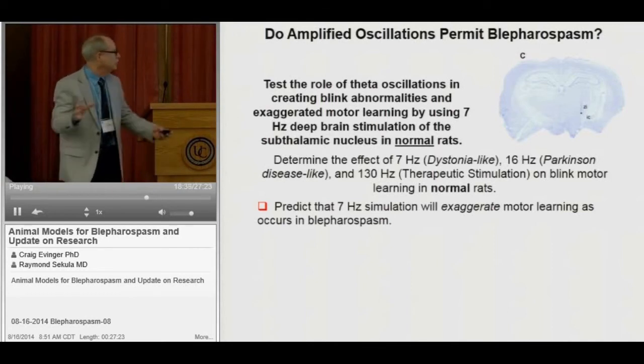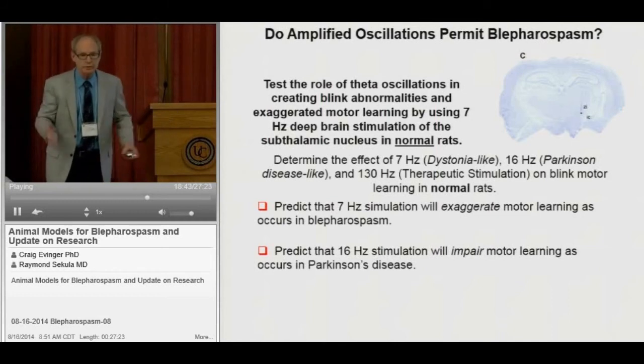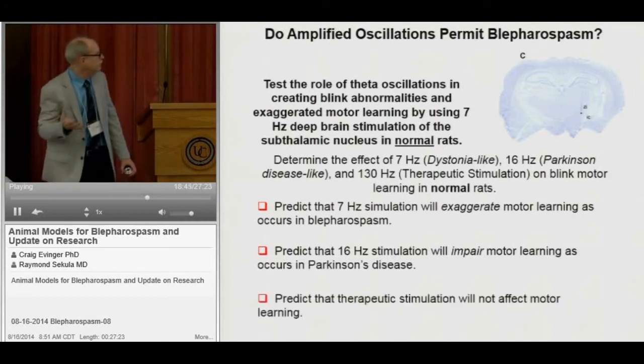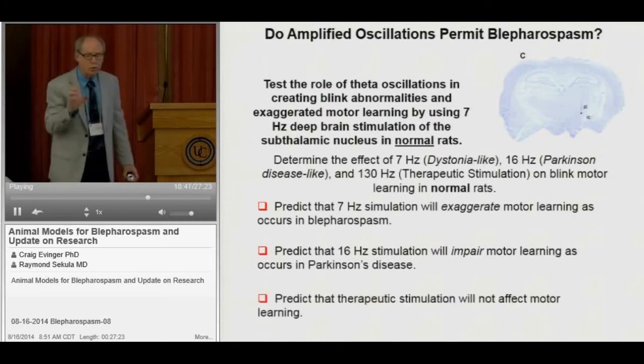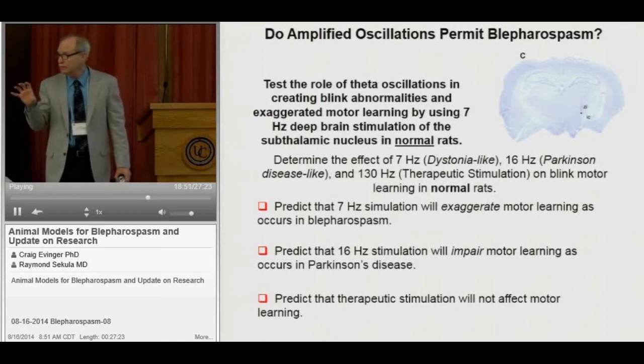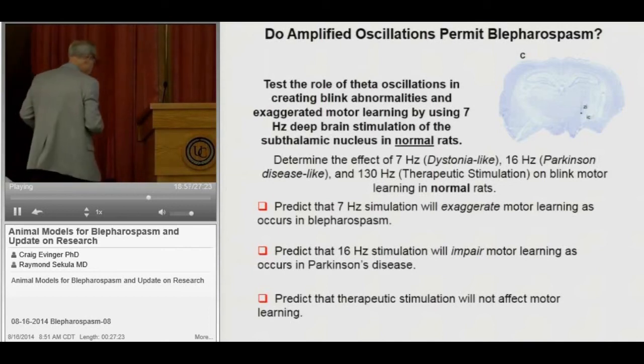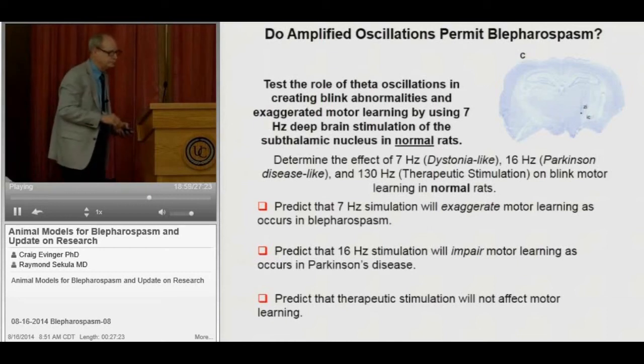And then 130 hertz, I'm one behind, aren't I? And then at 130 hertz, you shouldn't get any effect at all. Okay? So we're testing these 3 different frequencies, all within the same rat. Okay, so we've got a normal rat. All right, so let's look at a form of motor learning.